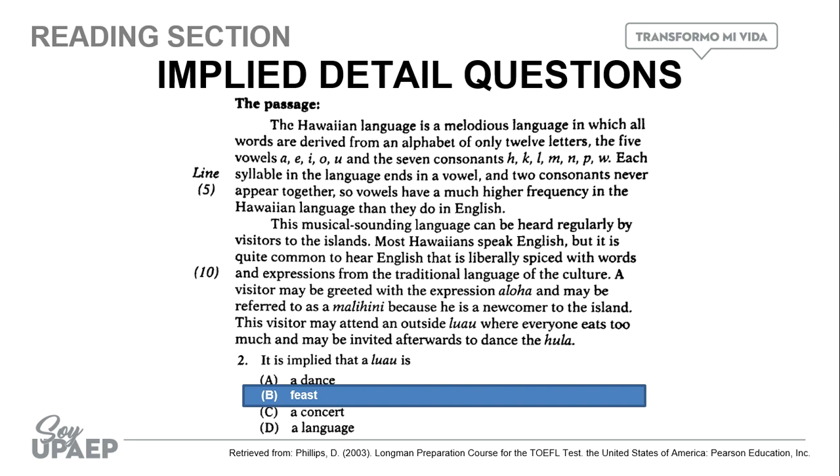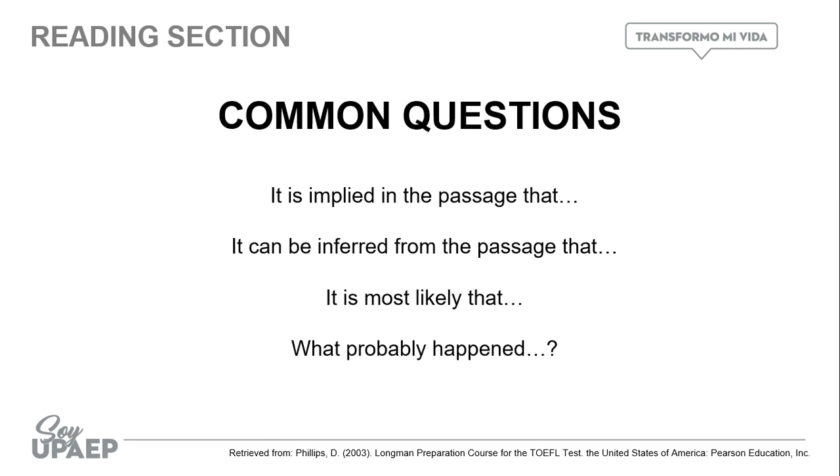Okay, so remember, when you have implied detailed questions, you will have to read between the lines and infer in order to get the correct answer. These are the common questions that may appear on the TOEFL test every single time that you have to answer implied detailed questions. For example, it is implied in the passage that, it can be inferred from the passage that, it is most likely that, or what probably happened. If you notice, the words implied, inferred, likely, probably are related to reading between the lines and drawing a conclusion about something that we read.